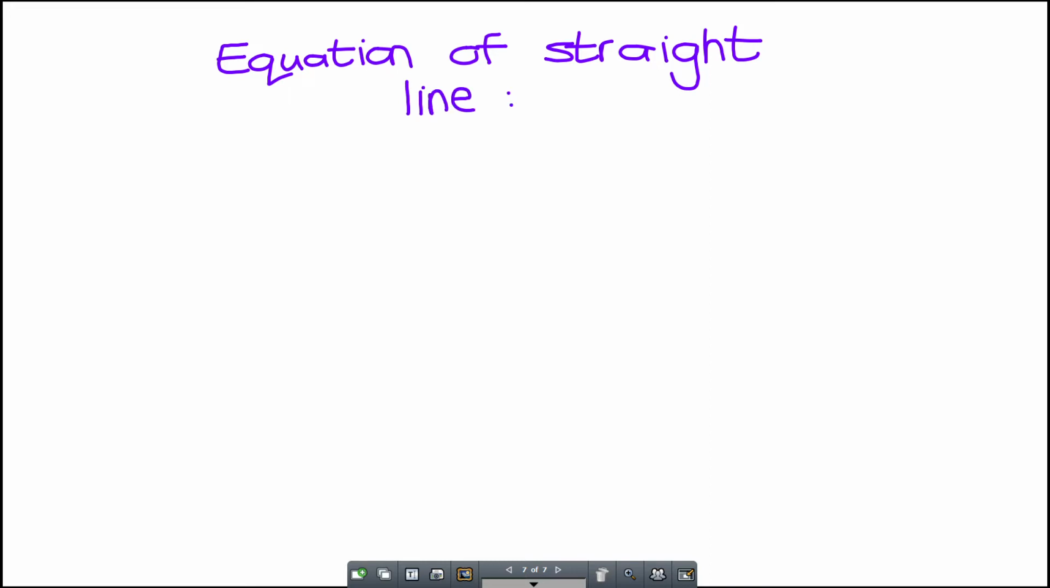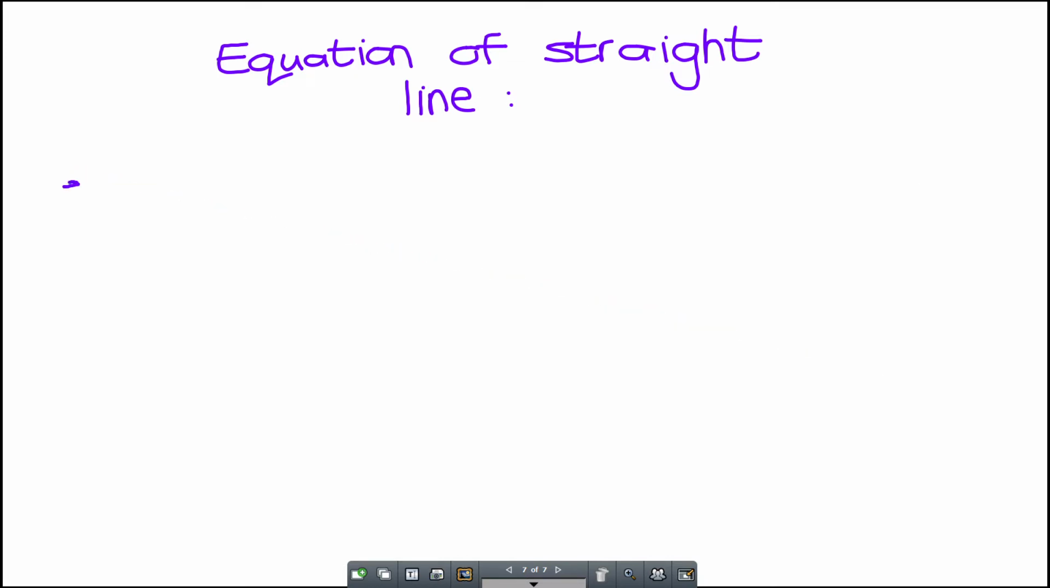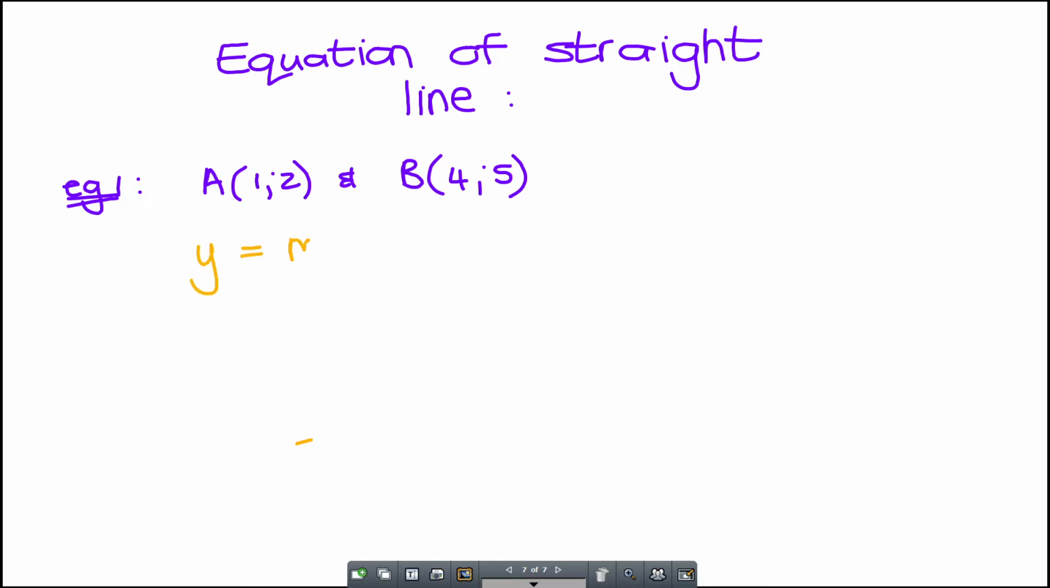Okay, now the first example says, find the equation of the line through A, wat 1 en 2 is, en dan B, wat 4 en 5 is. Okay, now we know that the equation of a straight line is y is equal to mx plus c.